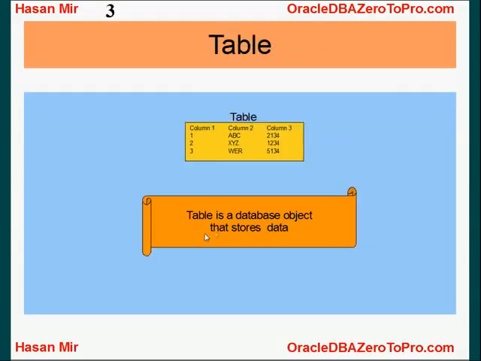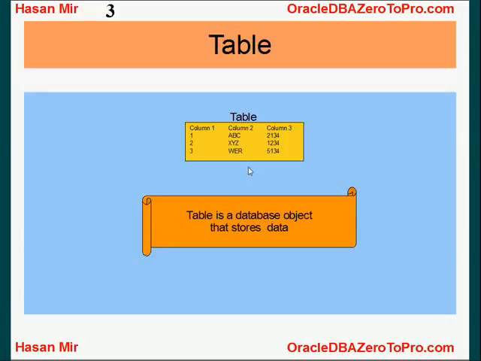Okay. So first of all, what's a table? A table is a database object that stores data. Here's an example of a table. A table has columns, and a table has rows, and we have values at each cell in the table. So this is just a visual representation of a table because it's a virtual object. It's not a physical object at the back end.